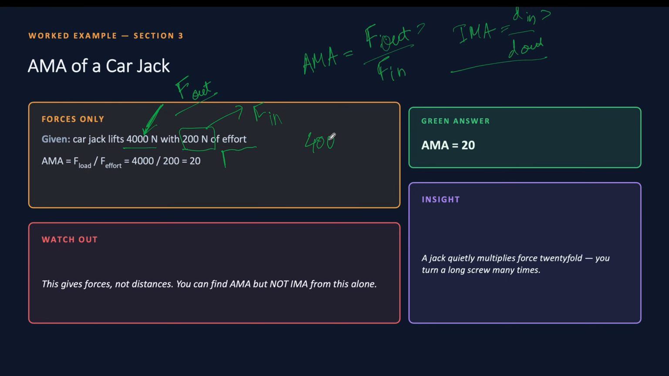So 4,000 divided by 200 is equal to 20. And that's going to be what? Our actual mechanical advantage. That's it. Not that hard this time, right? You can't find IMA though, because IMA depends on distance. So we just have to leave it over there.